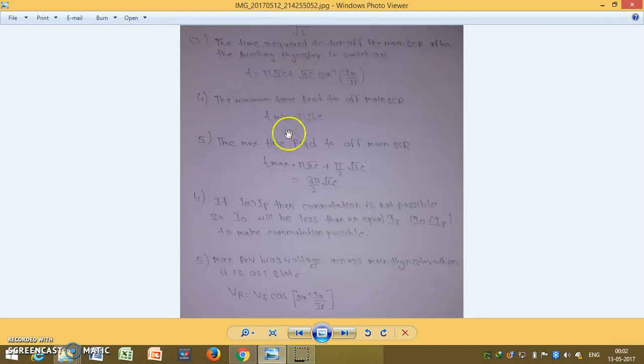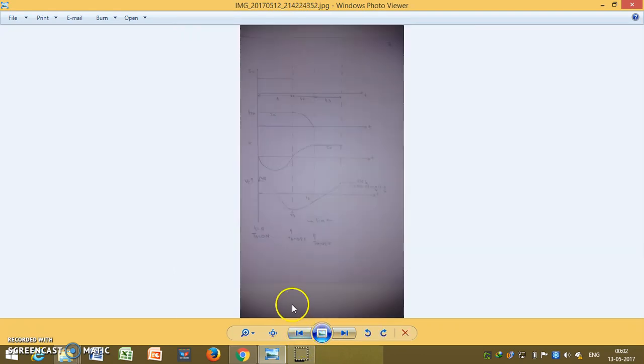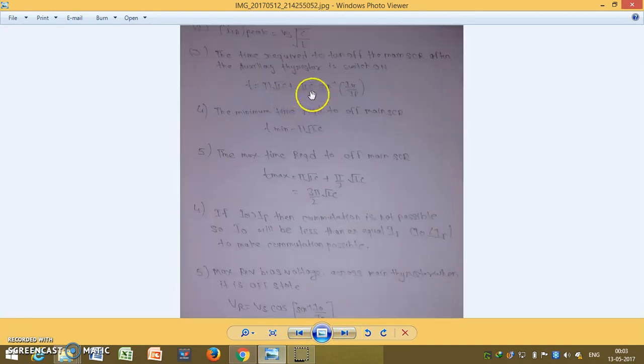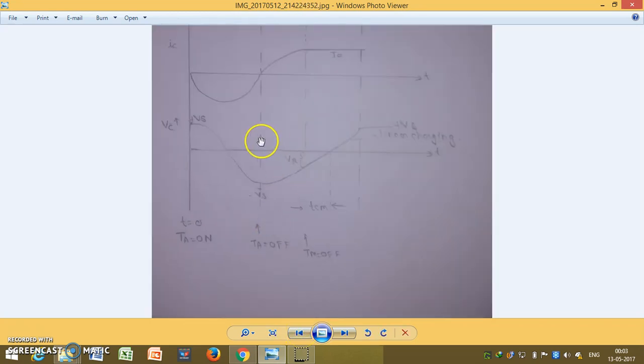This is important. Let's see further. This is pi under root LC and this is the T2. Pi under root LC plus T2, and T2 we found out is under root LC sin inverse of I0 by IP. For the minimum time required to turn off the main SCR, we can turn off the thyristor at this point only. So this is pi under root LC. Minimum time starts from here and maximum time goes up till here.